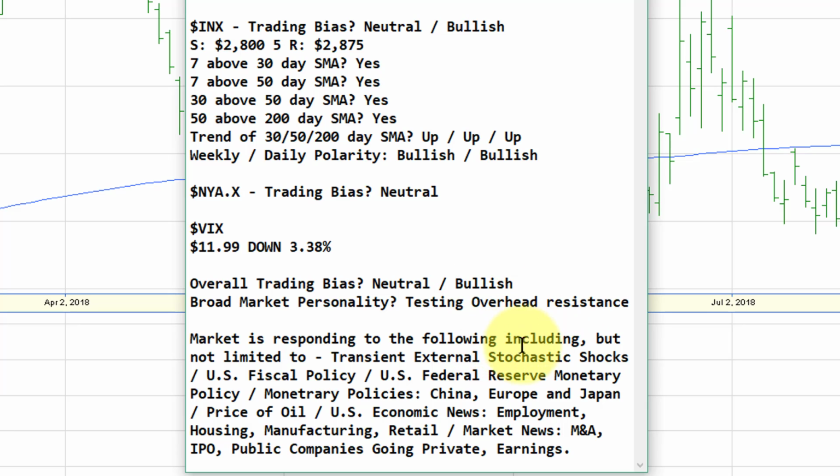Our market is responding to the following, including but not limited to transient external stochastic shocks, U.S. fiscal policy, U.S. Federal Reserve monetary policy, monetary policies of China, Europe, and Japan, the price of oil, U.S. economic news including employment, housing, manufacturing, and retail, and market news including mergers, acquisitions, initial public offerings, public companies going private, and earnings.